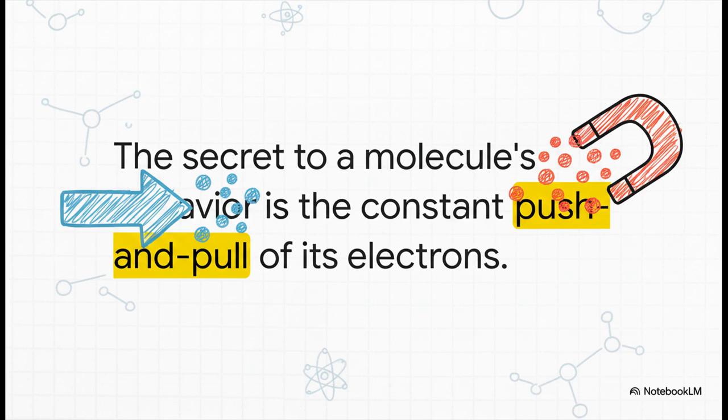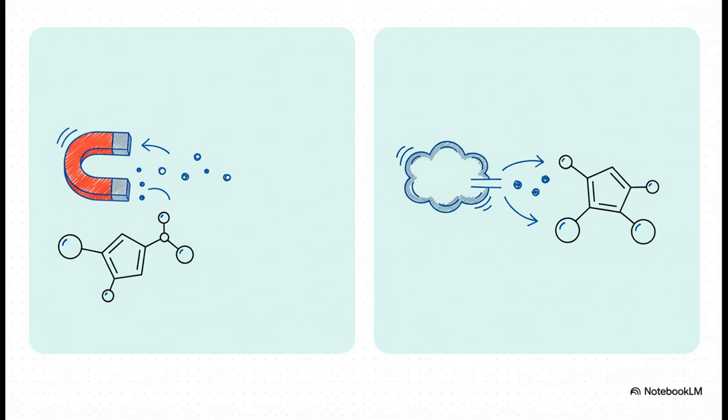Seriously, if you want to predict how a molecule is going to behave, what it's going to do, you have to understand this constant invisible push and pull of its electrons. They are the ones calling all the shots. They're the real drivers of the action. And this right here shows you the two teams in that tug-of-war perfectly.